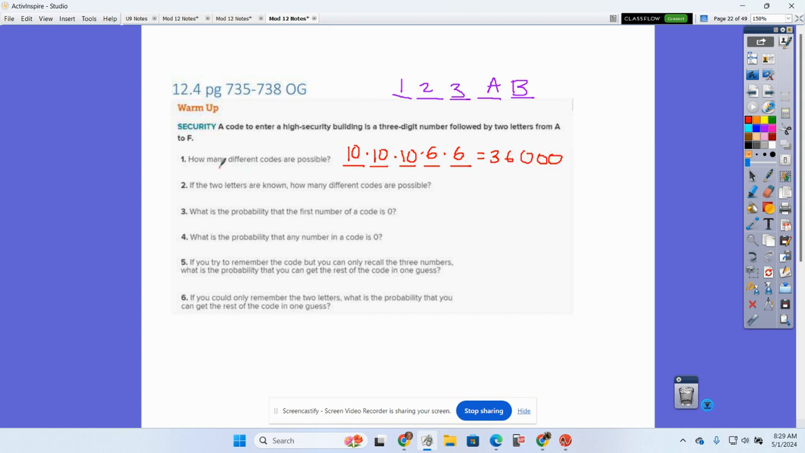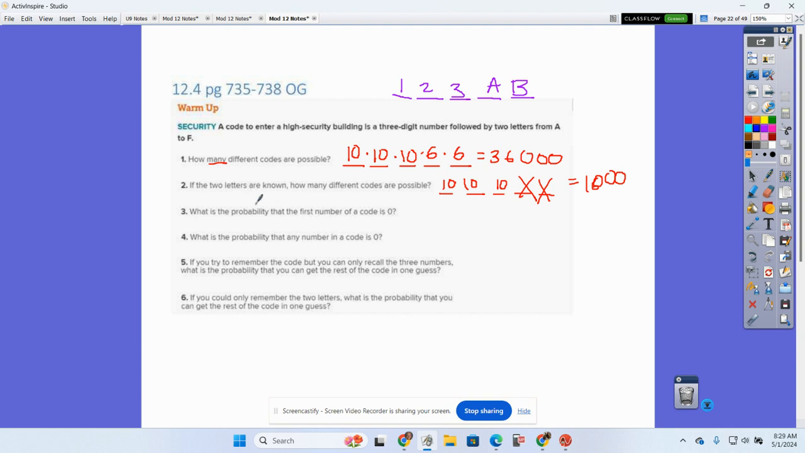Make sure we pay attention to this. How many different codes? We're thinking number of possible codes. Okay, if 2 letters are known, how many different codes are possible? So we have 1, 2, 3, 4, 5 things, but they know the 2 letters. So this is known and this is known. They're not chances anymore. Well, then we just have the 10 times 10 times 10, which is 1,000. 1,000 different chances that are happening there.